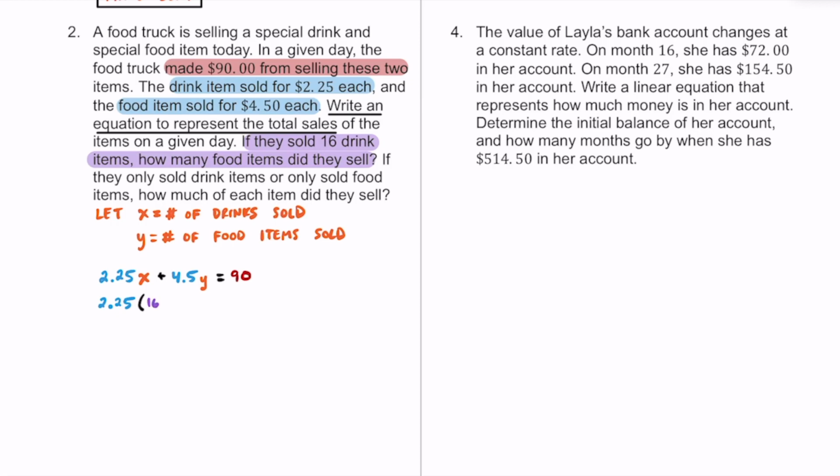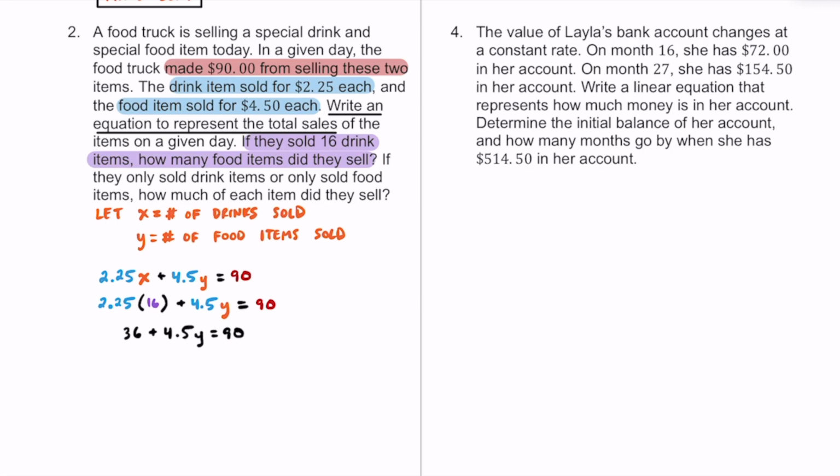So we want to figure out the total amount they make from that. Plus we have this $4.50 per each of these food items. We're going to solve for that in just a moment. So 4.5y, and that's still equal to the total of $90 that they're making. Now, if we go ahead and multiply 2.25 times 16, that should be 36. So this is going to be $36 here, plus this 4.5y, that's going to equal 90.